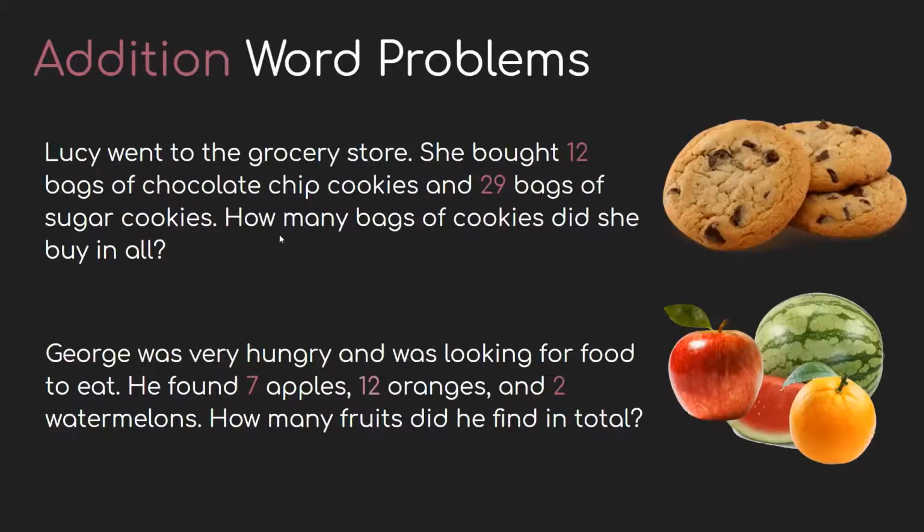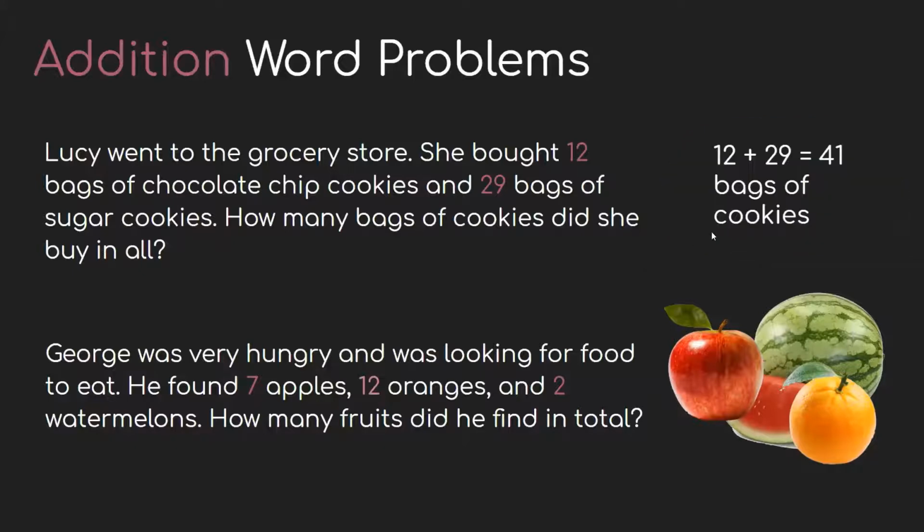So we're trying to find how many bags of cookies she bought in all. So if it says she bought 12 bags that were chocolate chip and 29 bags that were sugar cookies, then we know that we will be adding the numbers 12 and 29. And 12 plus 29 is equal to 41. So she's bought 41 bags of cookies. Let's do the next problem.